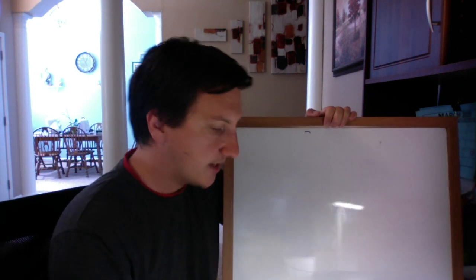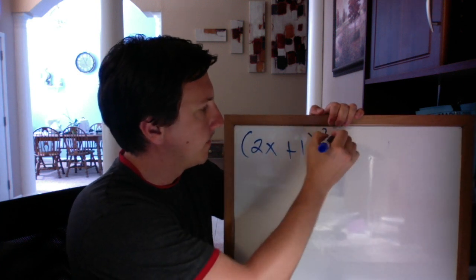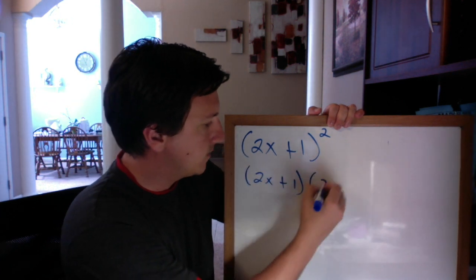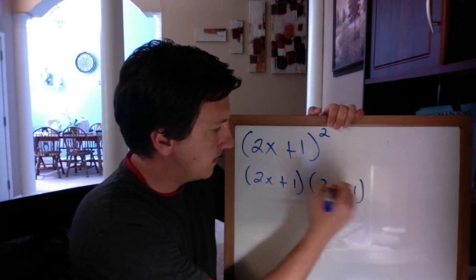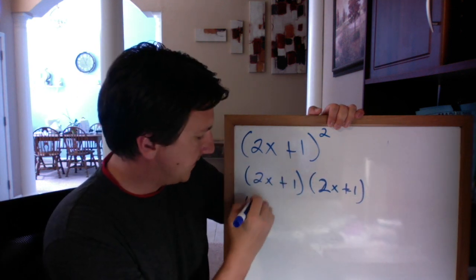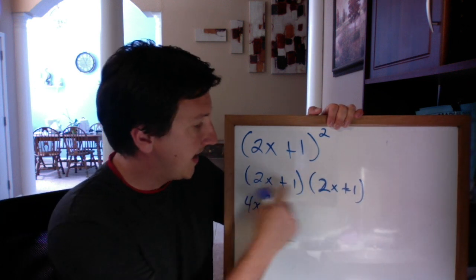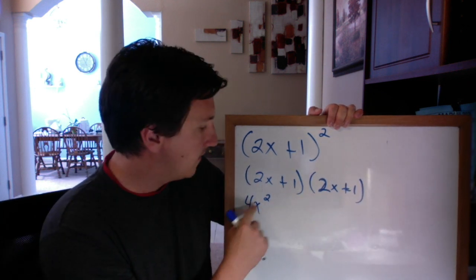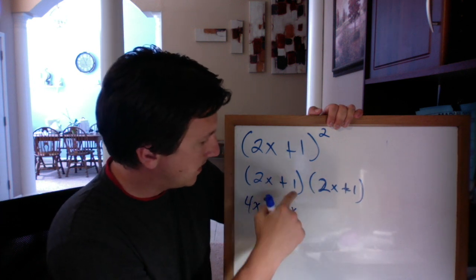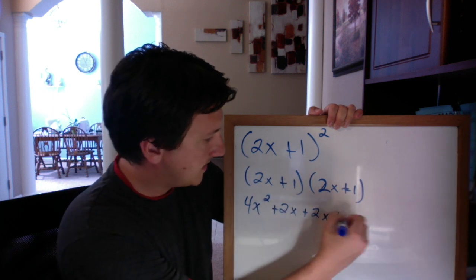The second one, 2x plus 1 squared. So that's 2x plus 1 times the quantity 2x plus 1. Okay, so 2x times 2x is 4x squared, right? Because 2 times 2 is 4, x times x is x squared. 4x squared, and then 2x times 1 is 2x. 1 times 2x is 2x. 1 times 1 is 1.